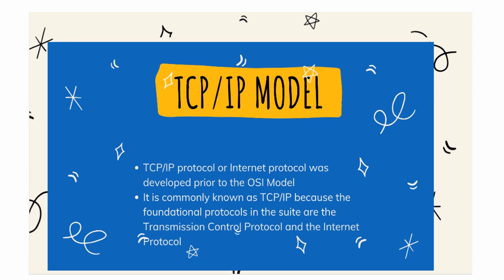Now we go to the next category, which is the TCP/IP model. So TCP/IP ataupun Internet Protocol ni was developed prior to the OSI model. Dia adalah adaptasi daripada OSI model. OSI model dia ada 7 layer dan this TCP/IP is commonly known as TCP kerana dia foundation to the protocols that suit with the Transmission Control Protocol and also the Internet Protocol. So TCP/IP model ni bukanlah benda baru. Dia adalah adaptations daripada OSI model.